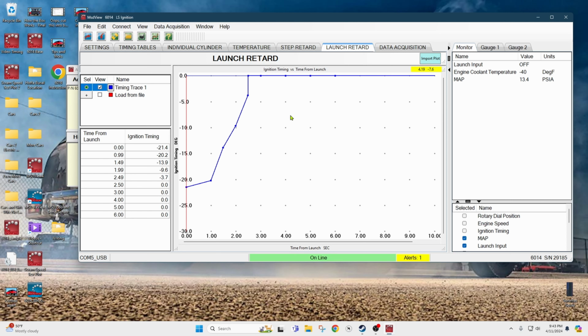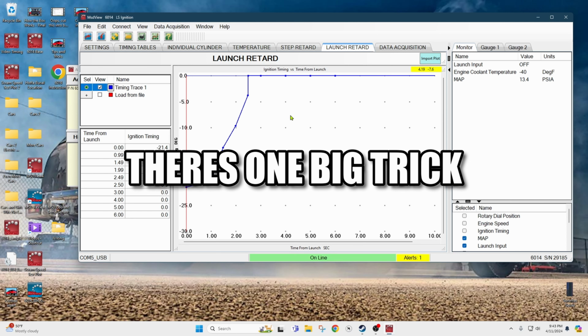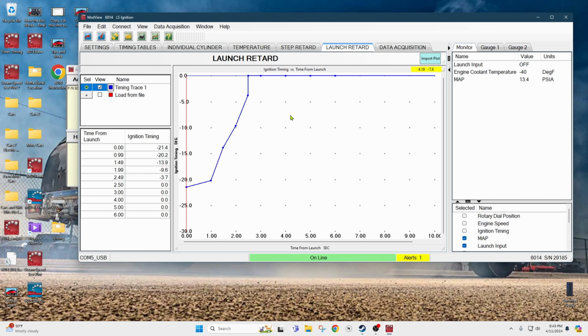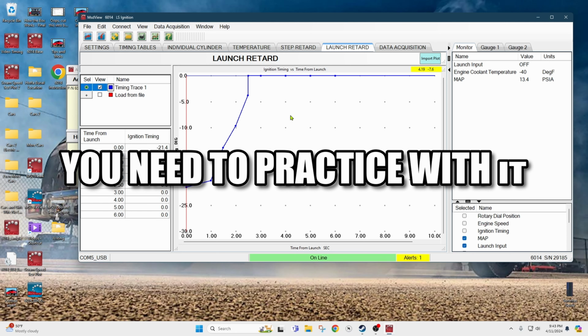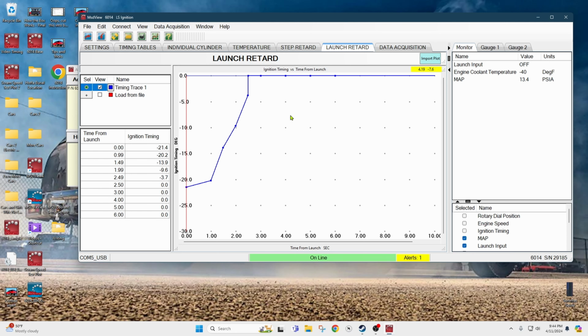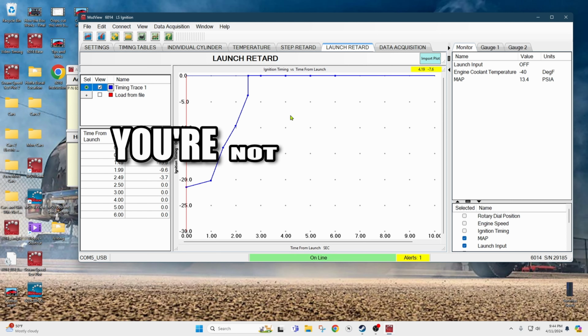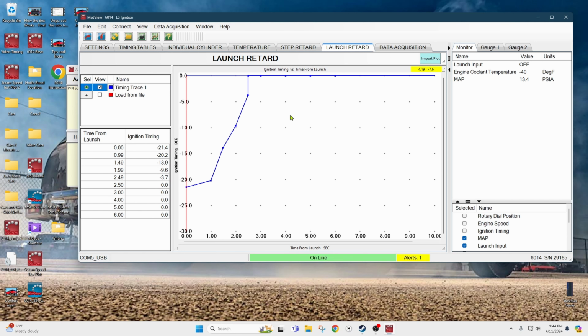The trick to this feature is, there's one big trick to this feature and getting it to work for you, and that is you need to practice with it before you need it. If the first time you look at this screen and try using this is the time you know the track's slick and you know you need it, you're not going to be able to make the changes unless you just get extremely lucky. You're not going to be able to make the changes you need to make to get your car to run the best it should.